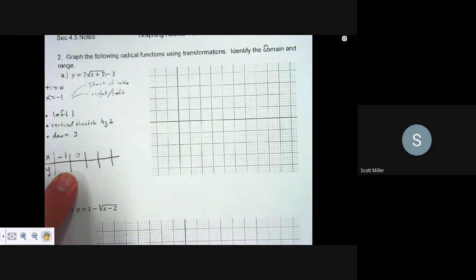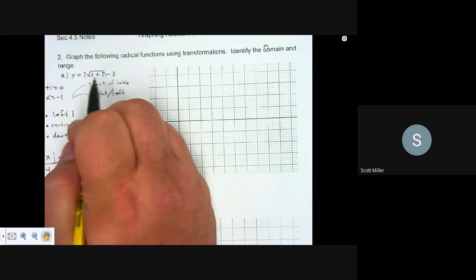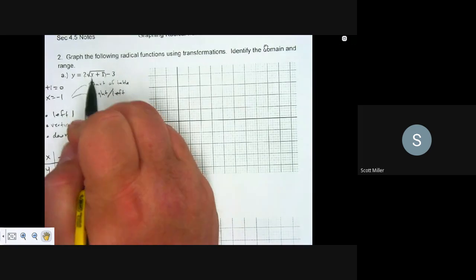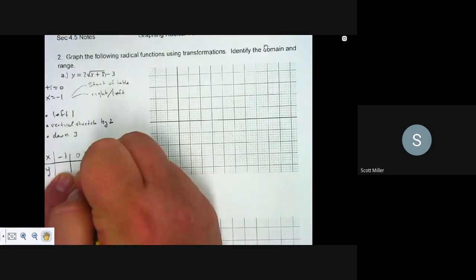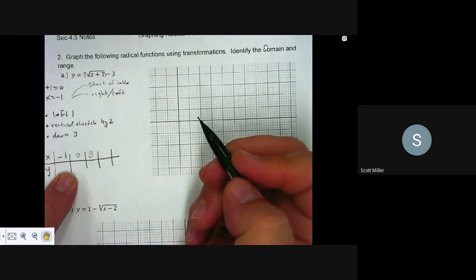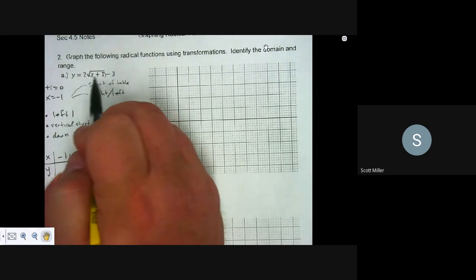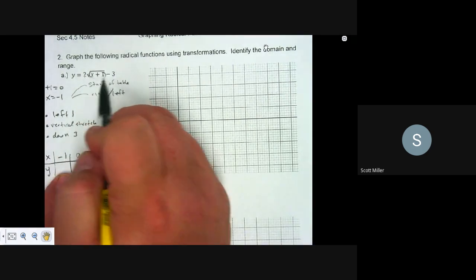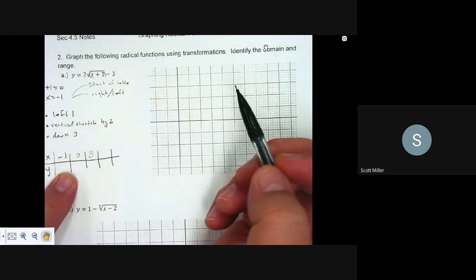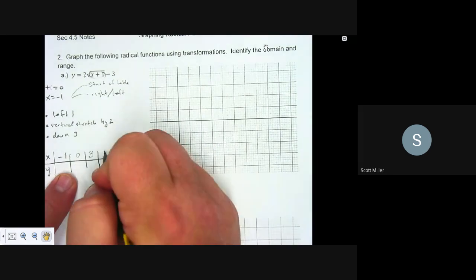Okay? And then I ask the question, what number do I plug into here to get the number 4? I need to plug in 3. What number do I plug into here to get the number 9? I need to plug in 8.